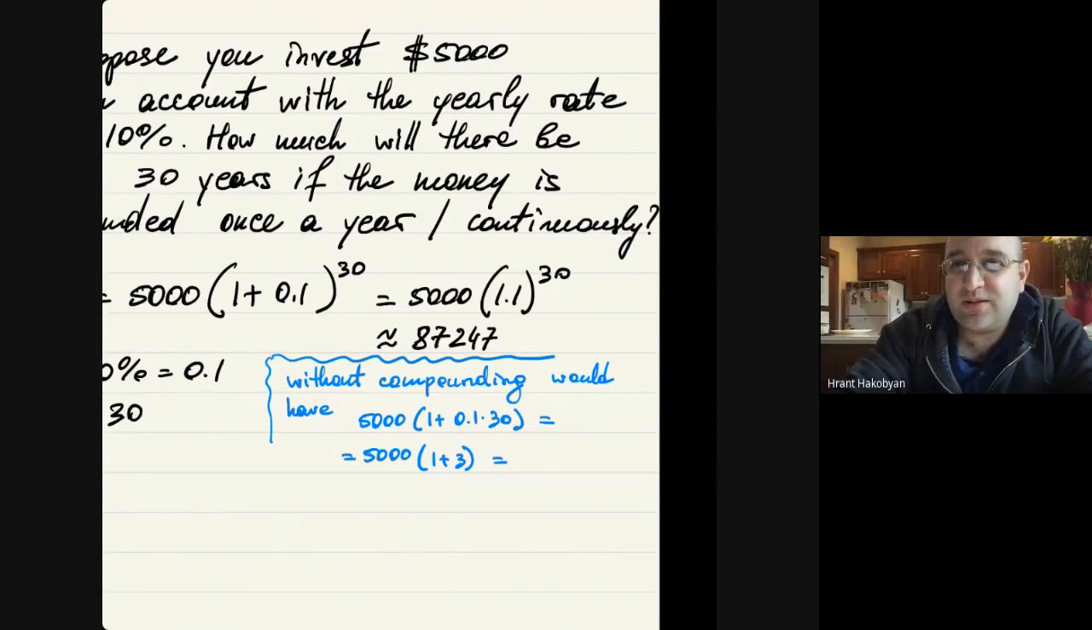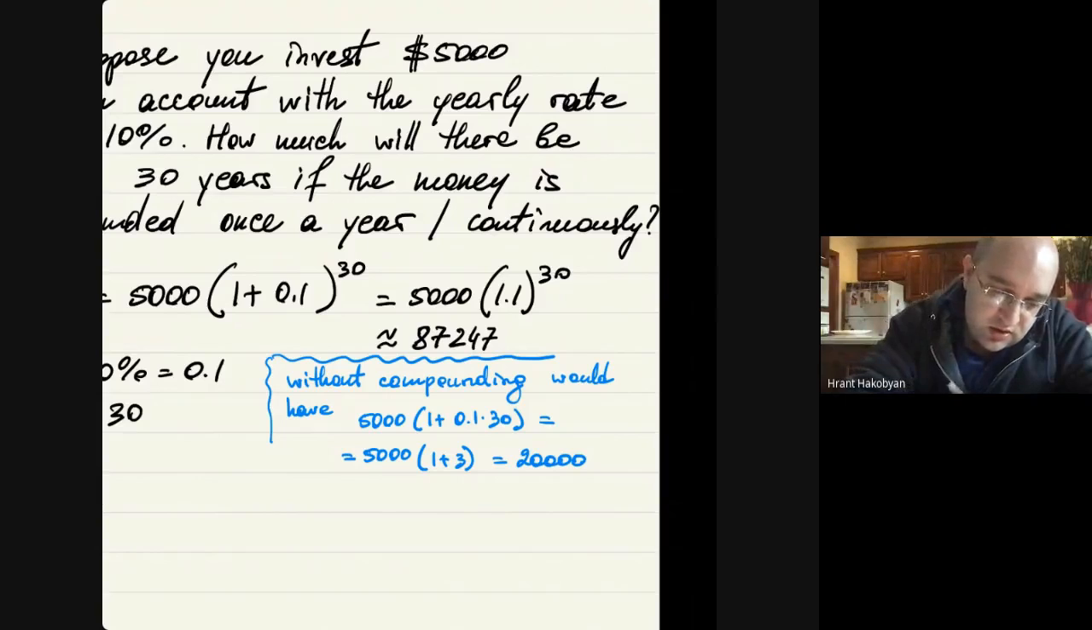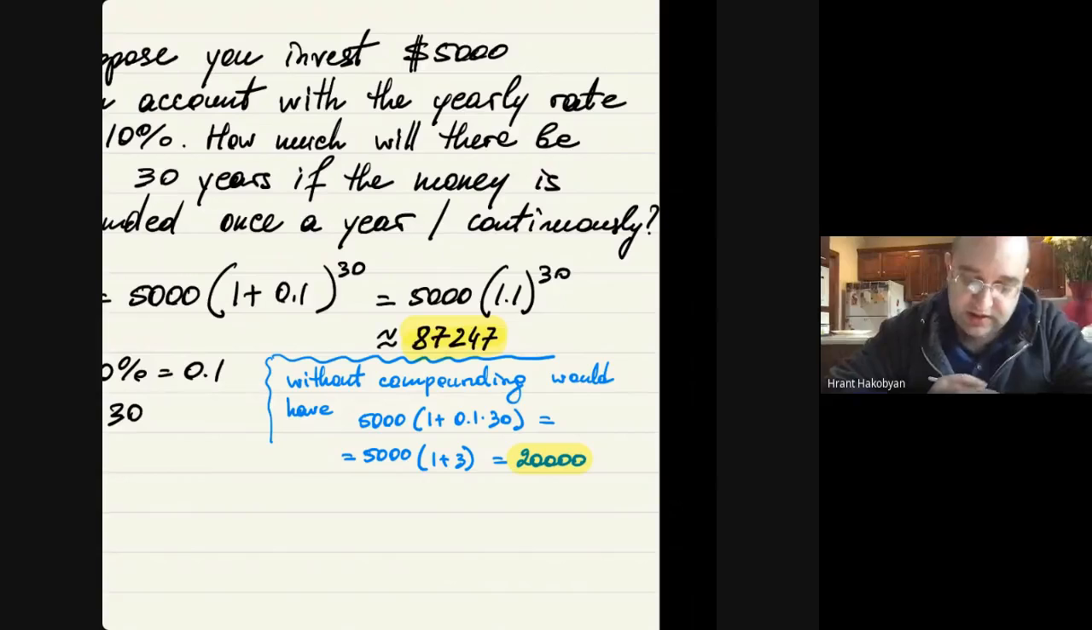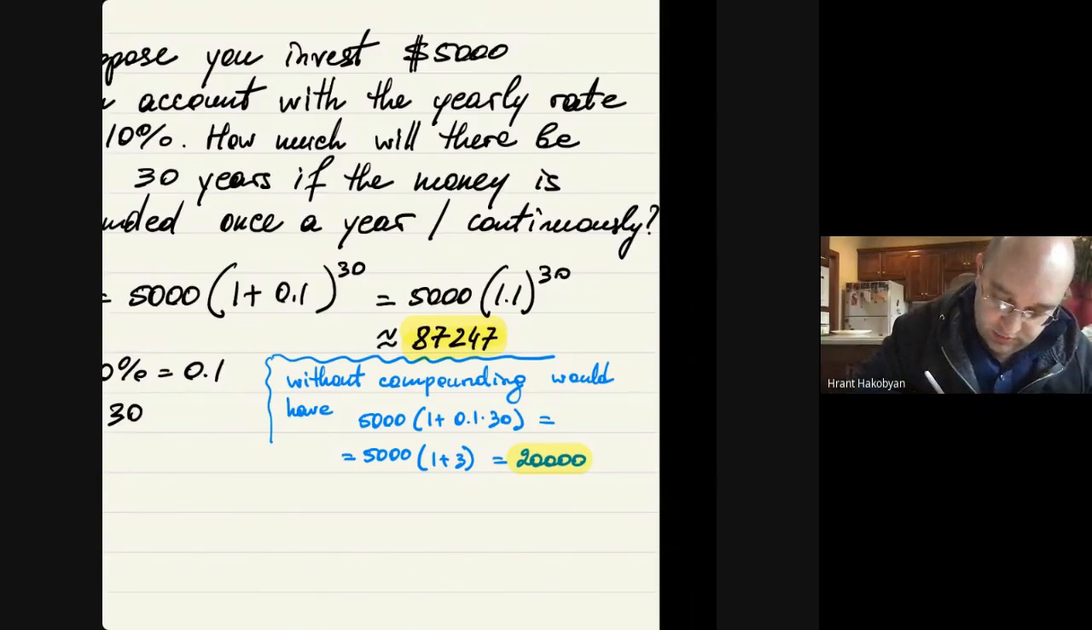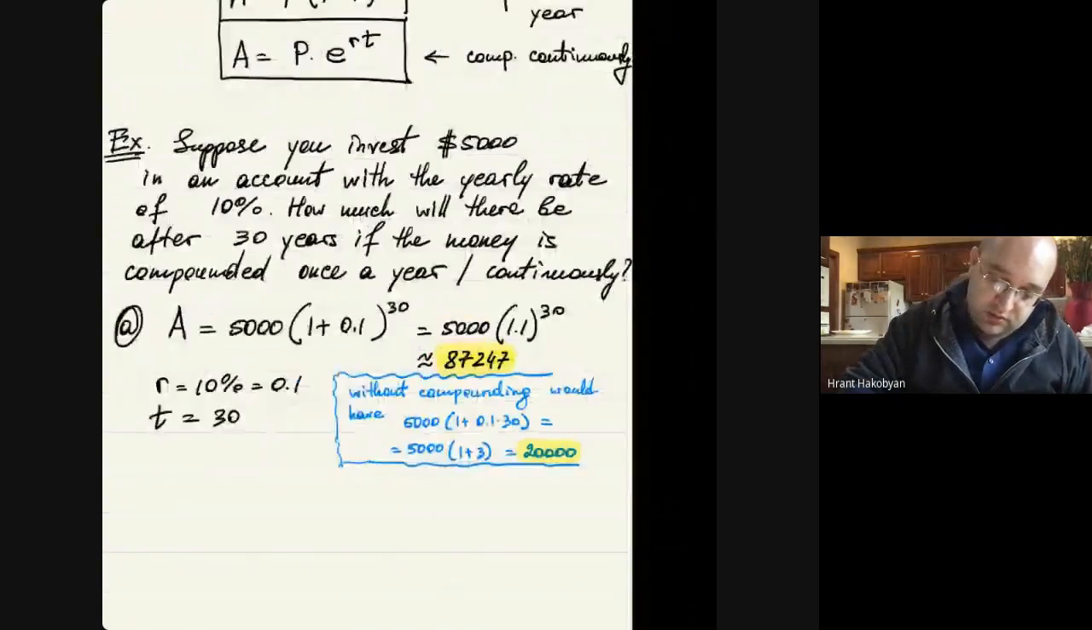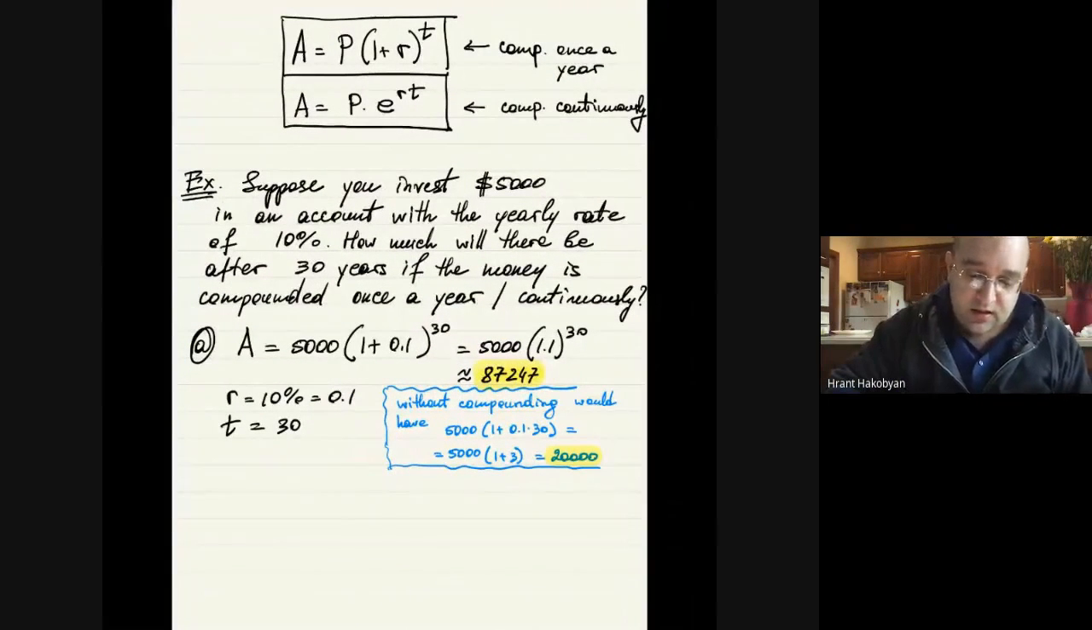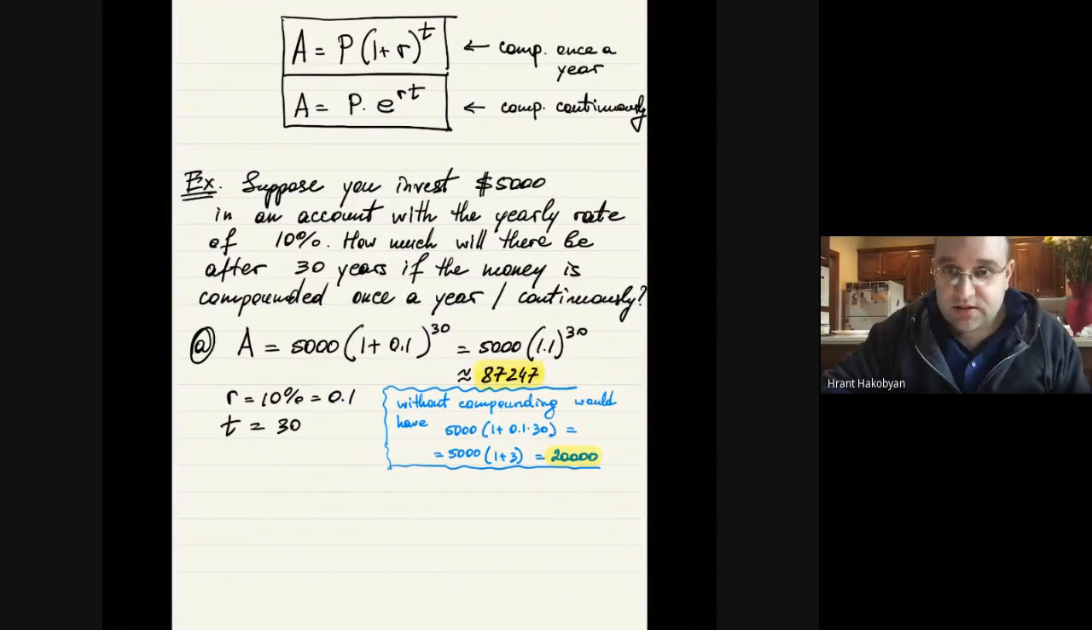So it's 4 times 5,000, which is 20,000. Okay, so that's a huge difference, right? So 20,000 and you have almost 90,000. So that's the difference between linear and exponential growth as well. But if you have a bank account, it's usually earning compound interest. Okay, are there any questions about this?